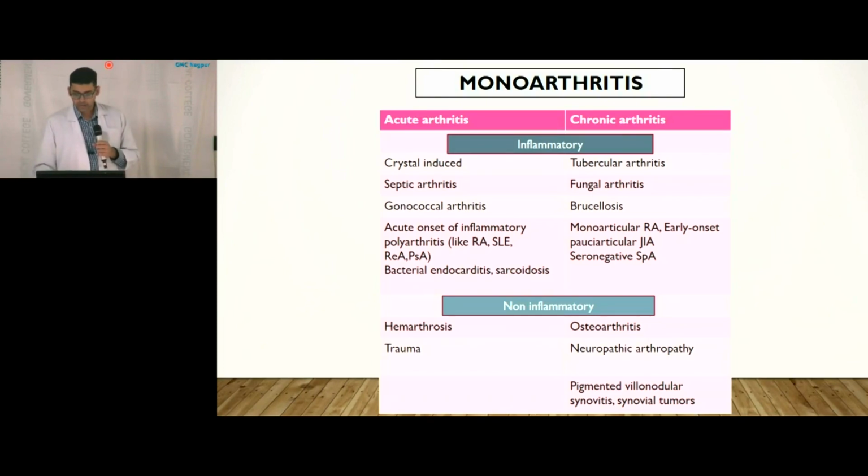In chronic arthritis, we need to understand tubercular, fungal and brucellosis. Definitely, just on the basis of clinical examination, it is not possible. Believe me, it's not possible to differentiate between tubercular arthritis, gonococcal or brucella, whatever it is. So you need to have a histological diagnosis as well to prove it. Then non-inflammatory, traumatic, and the most common is OA.